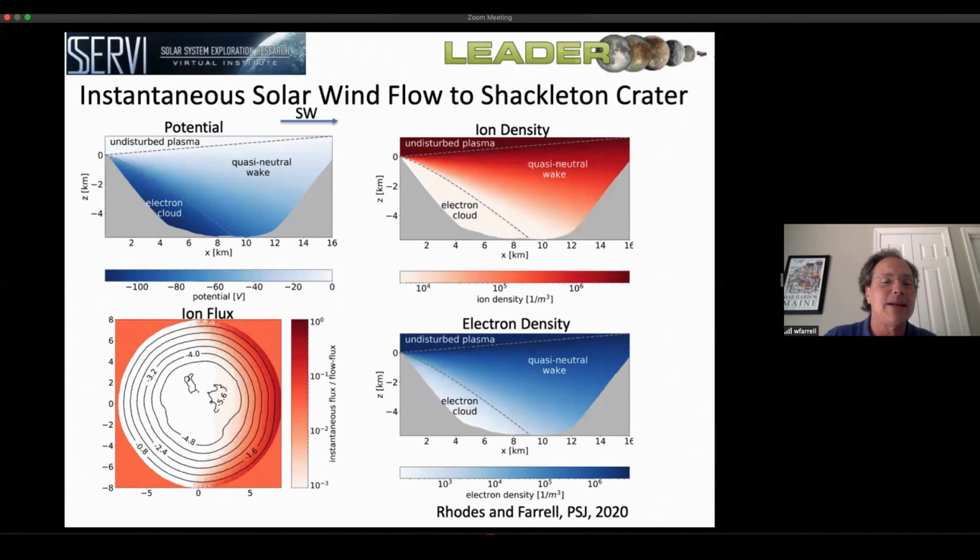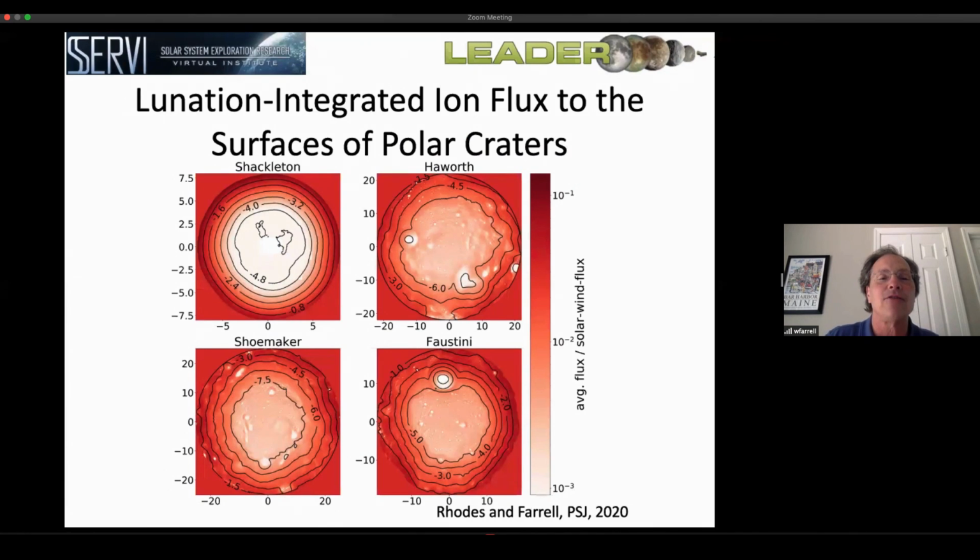What he did then is a lunation integrated ion flux of the ions getting to some of the various polar craters. And this just came out in a Planetary Science Journal. But in particular, he found that, of course, there's a reduced ion flux to the floor of the polar craters on a lunation integrated map. And it's particularly true for Shackleton, probably due to the unusual or relatively higher depth to diameter ratio, which doesn't allow the ions to deflect in to the same degree as it would the larger polar craters.